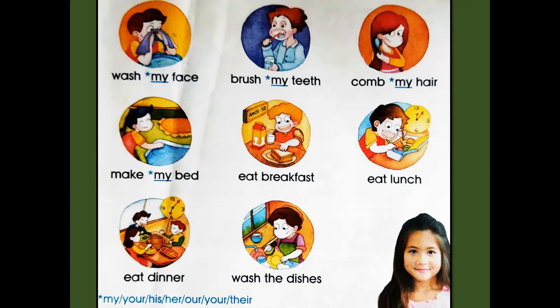She is washing her face. Ella está lavando su cara. We are washing our faces. Nosotros estamos lavando nuestras caras. O puede decir, they are washing their faces. Ellos están lavando sus caras.